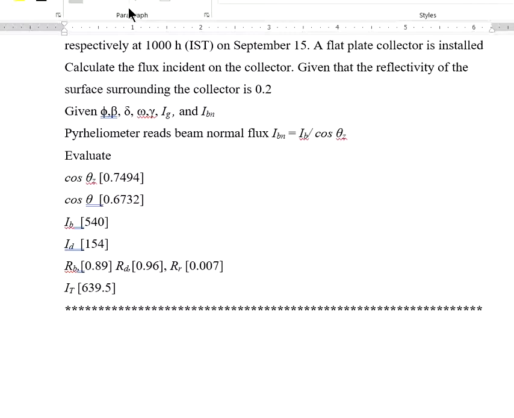With this, we come to an end of unit number 3, that is solar angles and radiation fundamentals. We will continue our discussion with heat transfer fundamentals in the next session. Thank you very much.